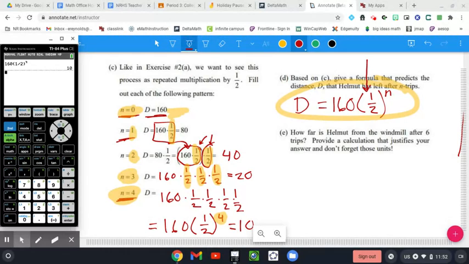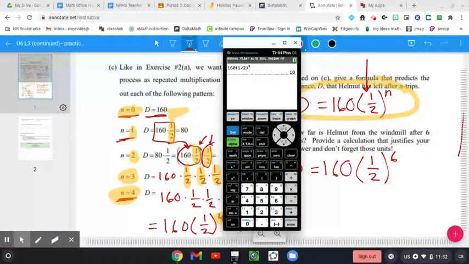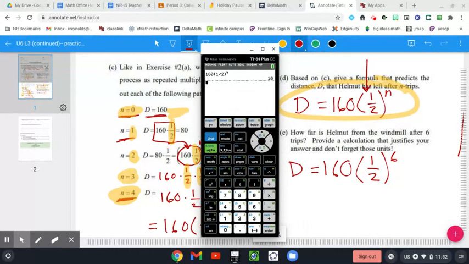So how far is he from the windmill after just 6 trips? Provide a calculation that justifies your answer, and don't forget those units. So our distance at 6 trips is going to be equal to, well, we're just going to plug in 6 for n because that's what n represents, the number of trips. So let's grab our calculator. 160 times 1/2 to the 6th power, and that is 2.5 feet from the windmill.